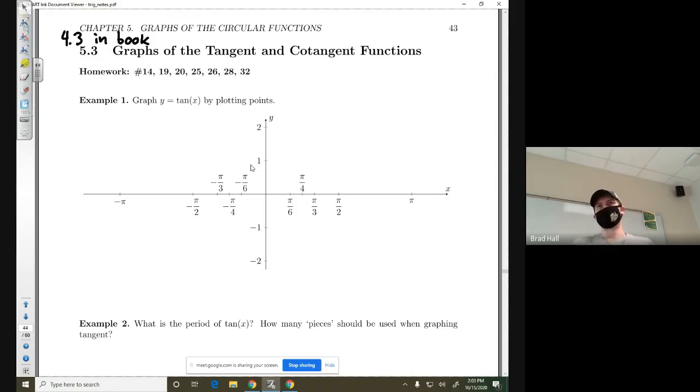So the way we started off 5.1, we're going to start off 5.3 the same way. We're going to motivate the graphs of tangent and cotangent by just plotting various points. I have a whole bunch of points here that we're going to reference. So let's go ahead and figure out a few of these values.